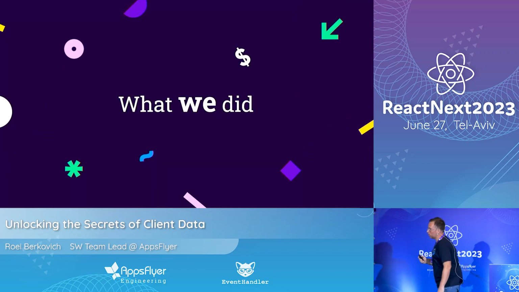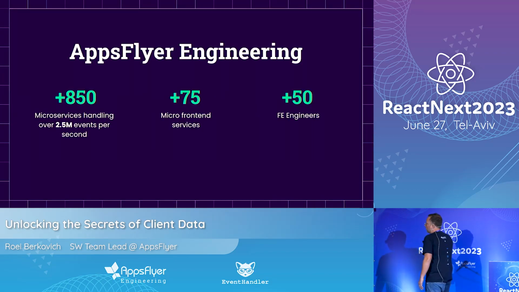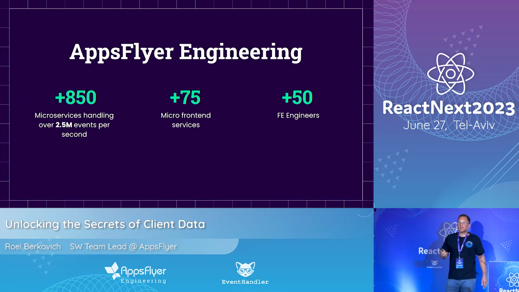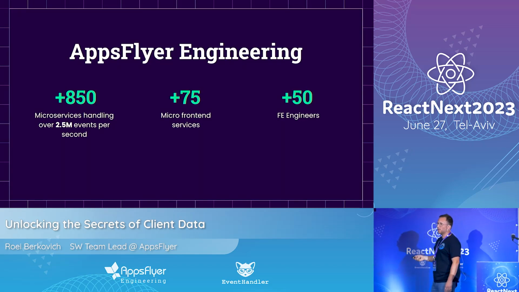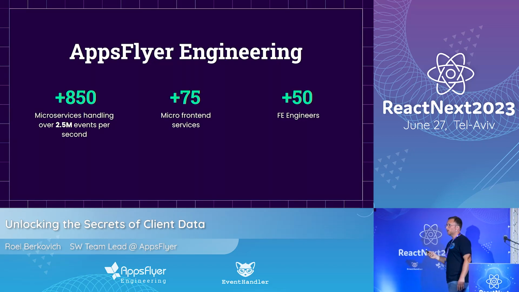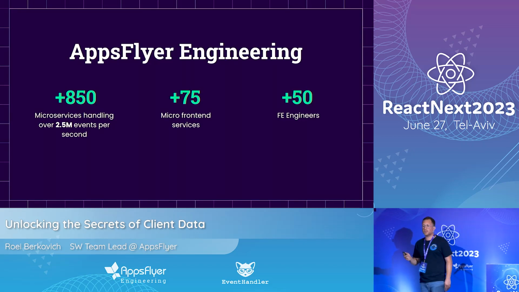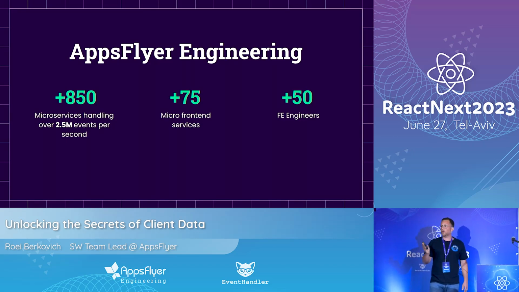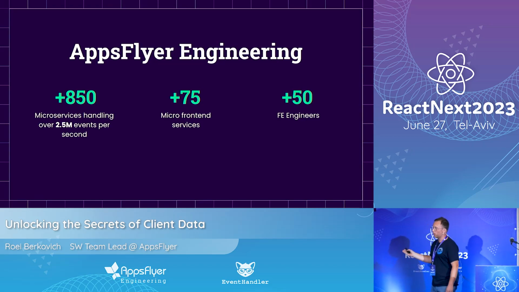Now let's talk about what we did. We at AppsFlyer manage our services in a microservices environment. Our code base contains hundreds of repositories with more than 75 micro front-end services. These services are managed by over 50 front-end engineers, who are working in different teams. Each team is responsible for its own services, starting from development up until deployment.